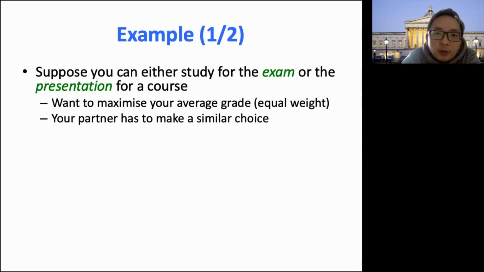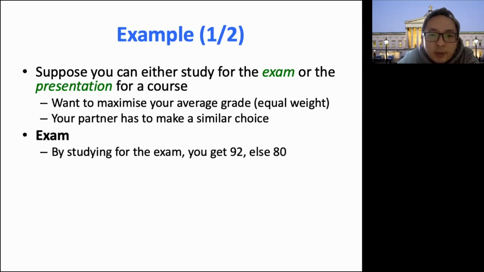So let me give you an example. Suppose that you study for an exam or a presentation for a course. You can only study for one of them, right? You can put 100% of your effort on the exam or focus on the presentation. For the presentation, you need to work jointly with another student. An exam, you could do alone, okay? Obviously you want to maximize your average grade. So let's say 50% counts for the exam and 50% for the presentation. Your partner has a similar choice, okay?